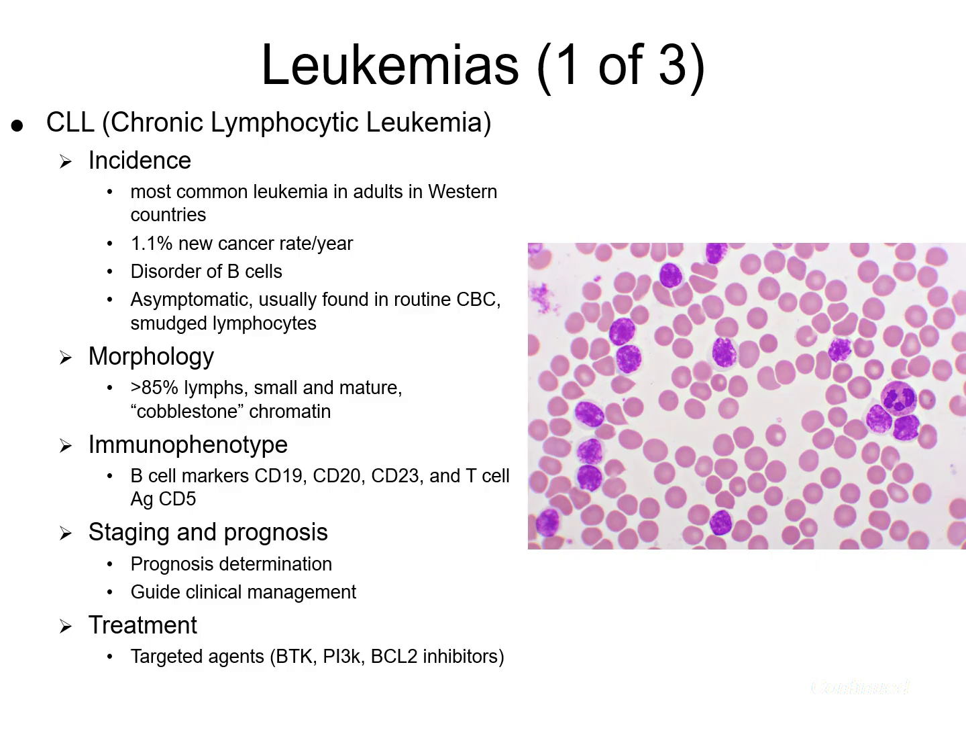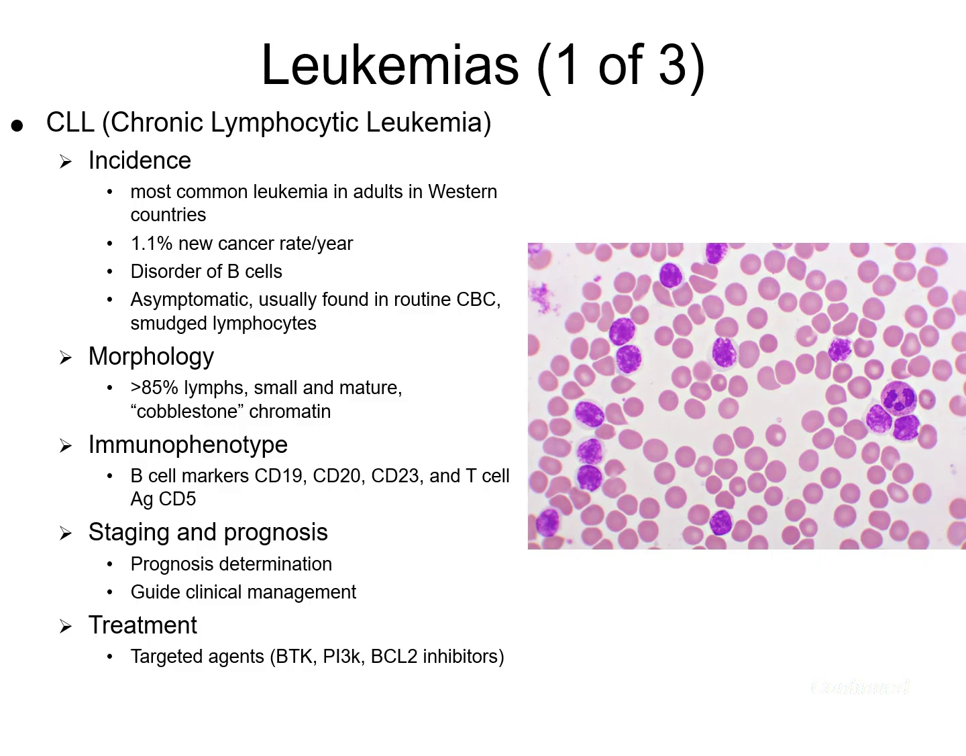So a hallmark of this is the aberrant expression of CD5, which is a T cell associated antigen, which is uncommon on normal B cells, but it is consistently present on the chronic lymphocytic leukemia cells. So this unique immunophenotype helps distinguish CLL from other B cell lymphoproliferative disorders.